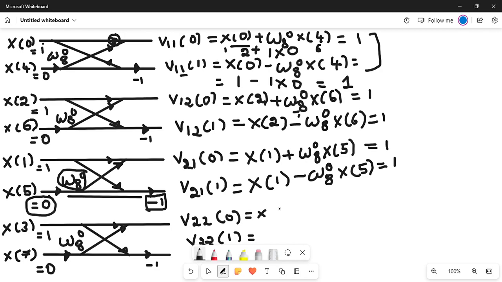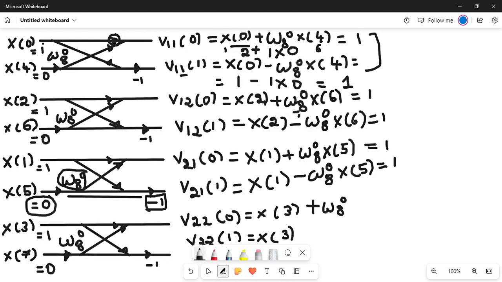So it is my x of 3 and 7. So I have the 3 and 7 pair in the 2-point DFT. In the case of 2-point DFT, I have the value of x of 3 plus omega a to the power of 0. If you write one, you have to do the same for everything.